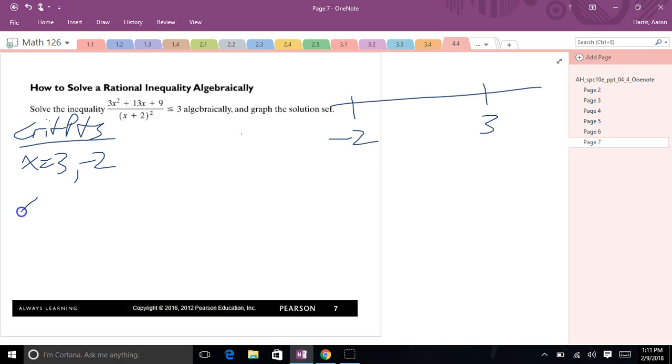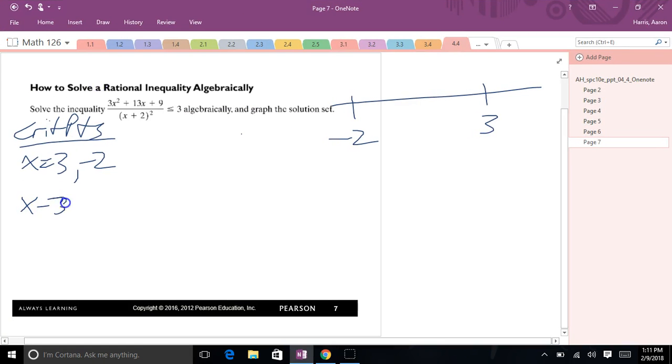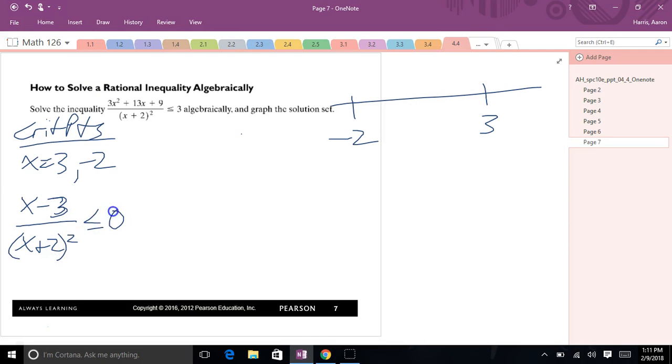So I have to decide if I throw 3 in, and I'm going to go back to my factored form here. This is what I had: x minus 3 over x plus 2 quantity squared. Where's this thing less than or equal to 0? If I throw 3 in, I have 3 minus 3 on the top, that's 0, over 3 plus 2, 5, 5 squared, 25. 0 over 25 is 0, less than or equal to 0, yes. So I'm going to include that 3.